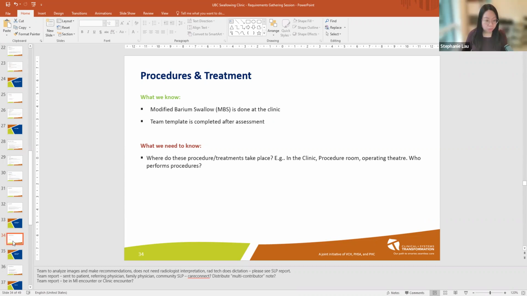Also, just to keep in mind, and we can talk about this a little bit later, the team template is done with everyone signing the template as well. So we do have to keep in mind that this is a multi-contributor note for sure.